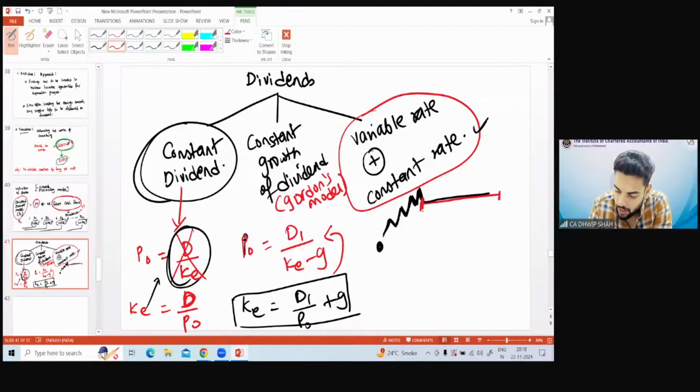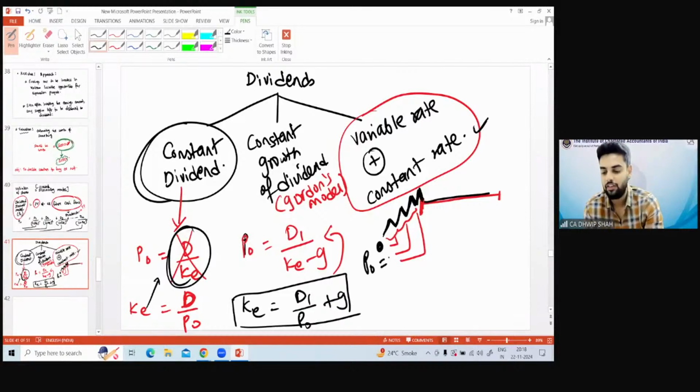Gordon's model can be applied from the future year, from where the growth rate is constant. Are you getting this? So what do we do with the remaining years? You discount them normally using the normal logic. Okay. This is how you calculate P0 when variable plus constant rate is there.